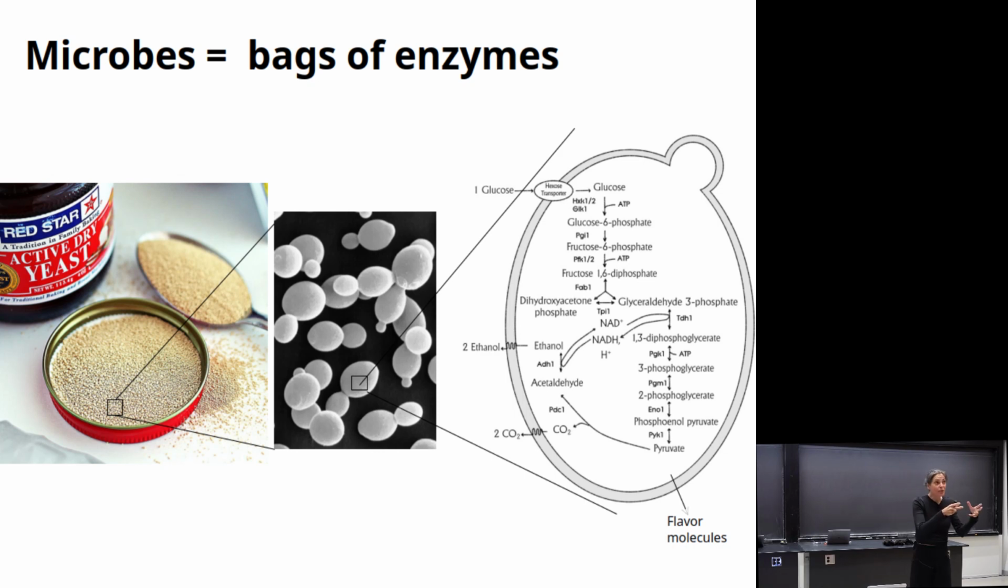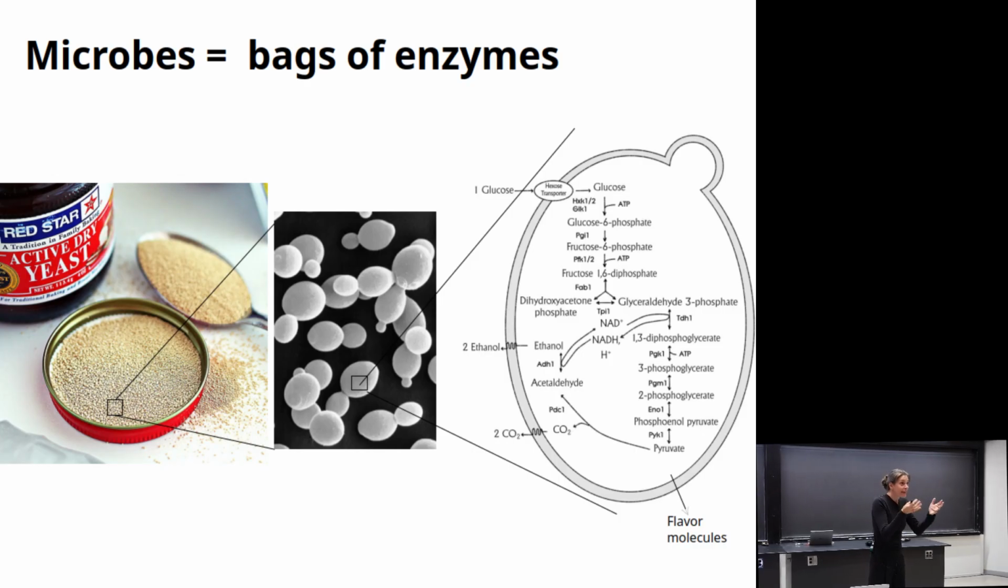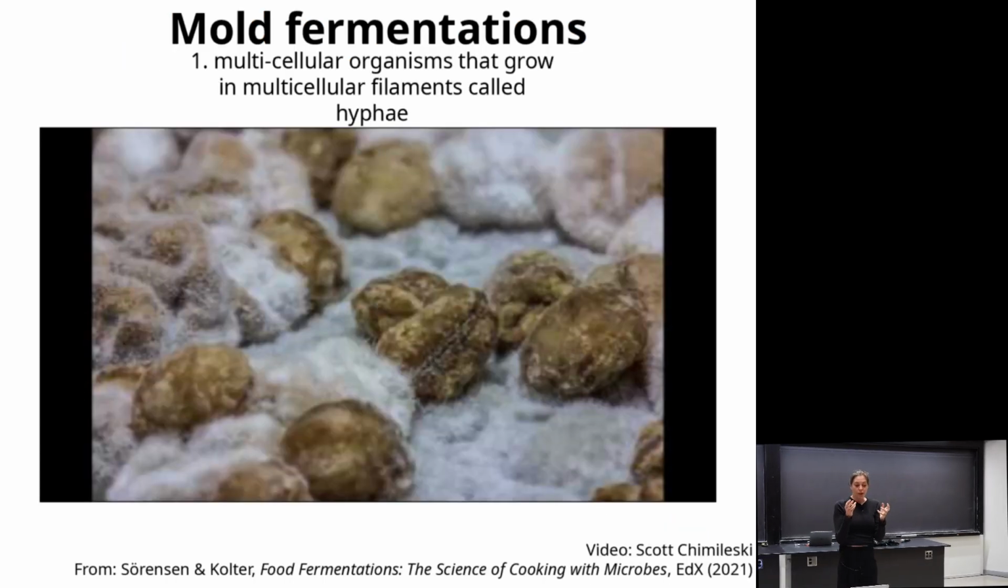And so we can see what's being taken up, right? We can see that glucose is being taken up, and we can see what is being put out. We can see that ethanol and carbon dioxide are being put out. And everything in between is just a magical mess. But that magical mess is produced by enzymes. And this is true for something like the bread. It's also true for mold fermentations.